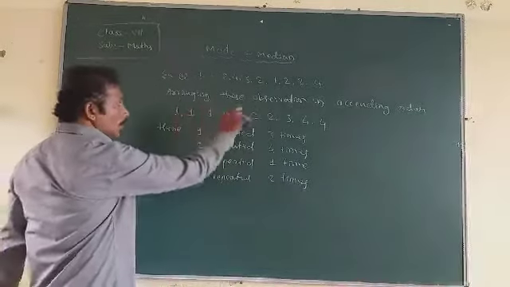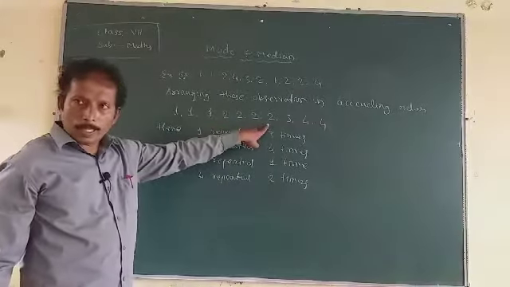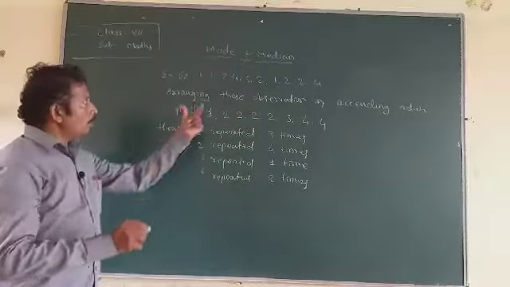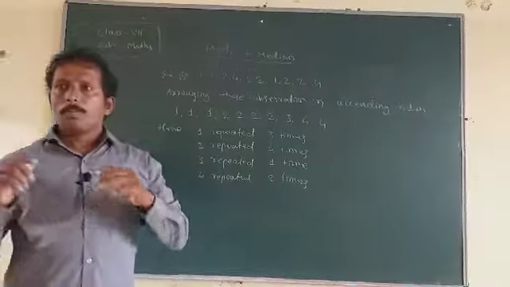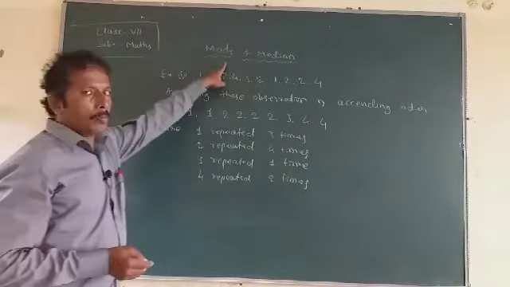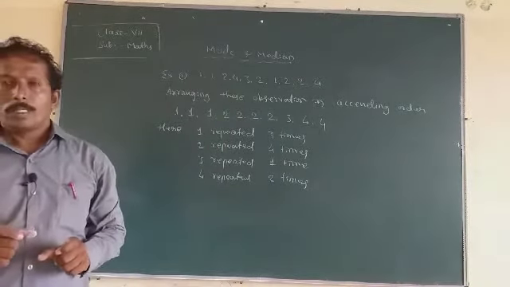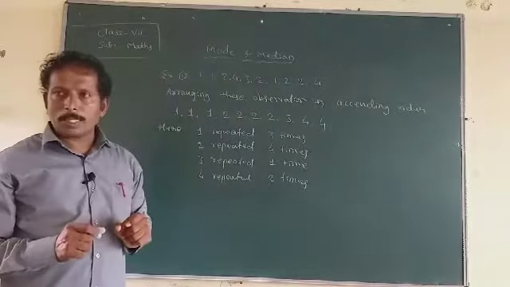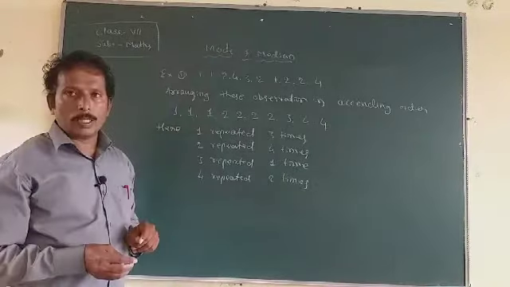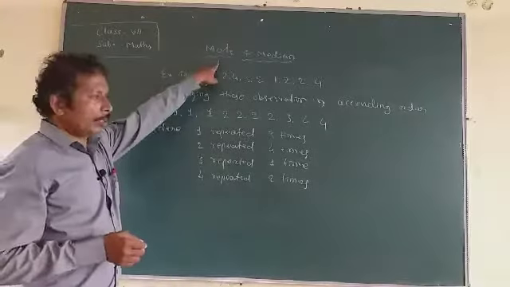Therefore, in the given observation, the number 2 appeared the maximum number of times. So, the observation which appeared most frequently is called the mode. Mode is an observation which occurs most frequently.